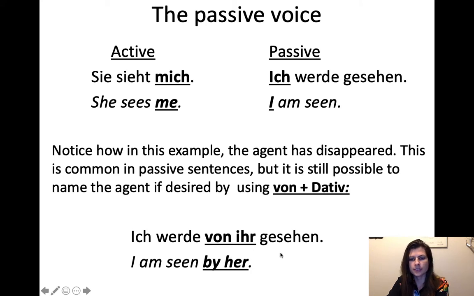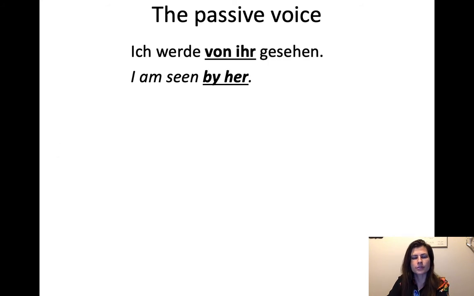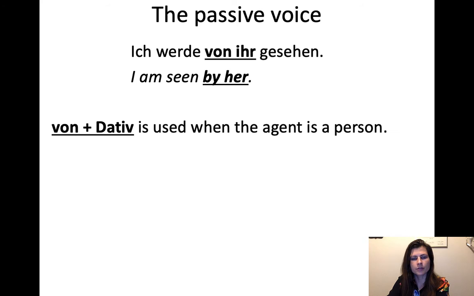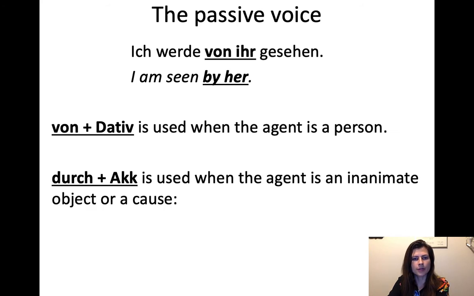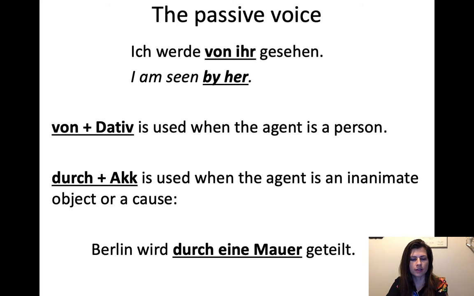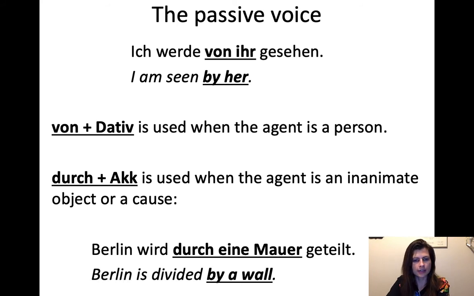Ich werde von ihr gesehen. I am seen by her. Okay, so ich werde von ihr gesehen. I am seen by her. Von plus dative is used when the agent is a person, by her, right? But sometimes the agent is an inanimate object or a cause. So you can say, Berlin wird durch eine Mauer geteilt. And in that case, it's Berlin is divided by a wall.